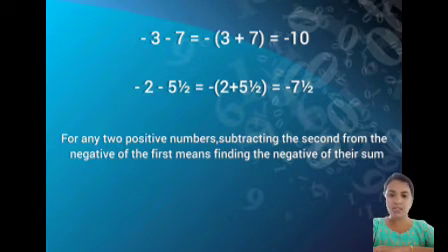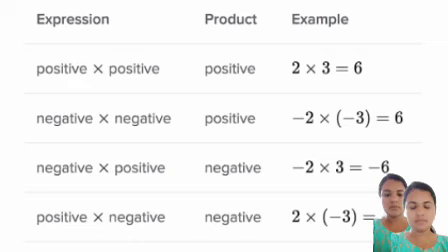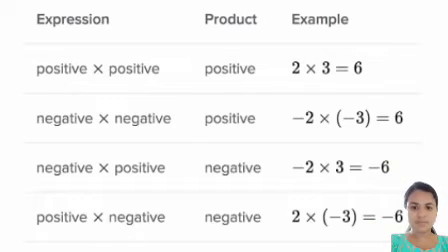Hope everyone understood. Now let's study negative multiplication. Look at the table shown below. The product of two positive integers is positive. The product of two negative integers is positive. The product of a positive and negative integer is negative. Let's look at a small video related to negative multiplication.